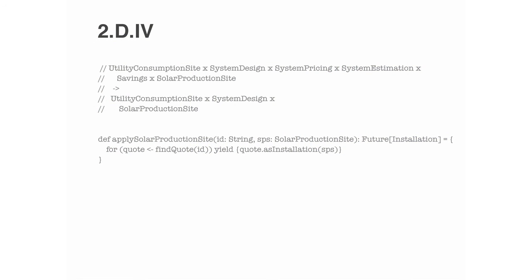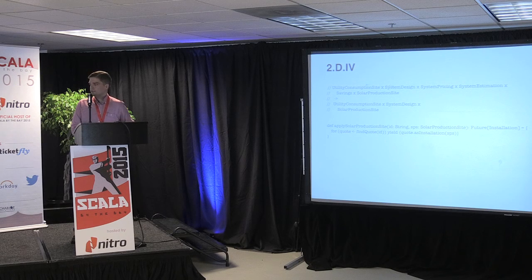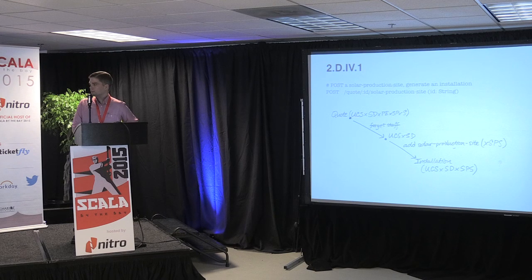So similarly, here we are applying the solar production site to a quote in order to get an installation. And this is just a matter of a function from solar production site to installation in this service, or in the model, rather. So we're finding a quote and then composing the solar production site onto it and achieving the installation, like so.